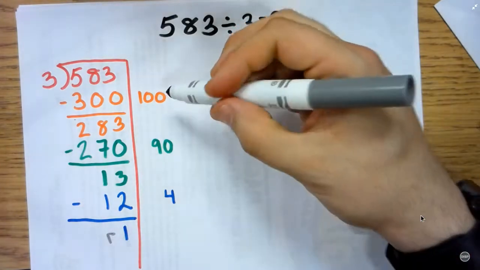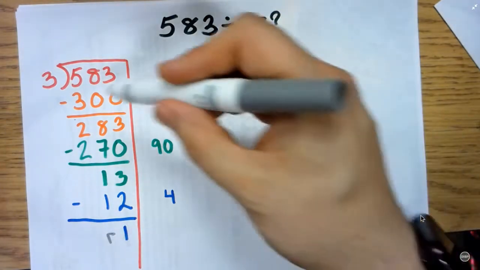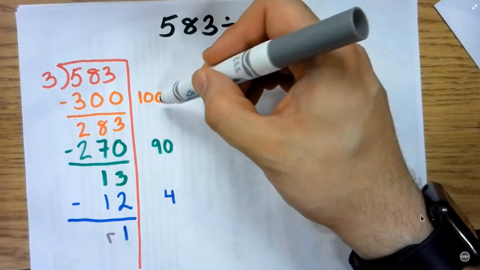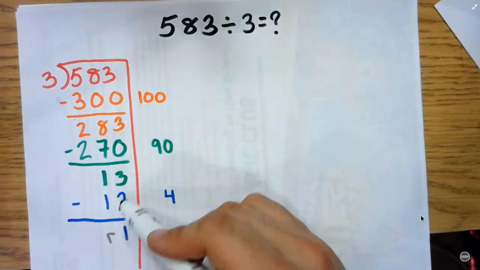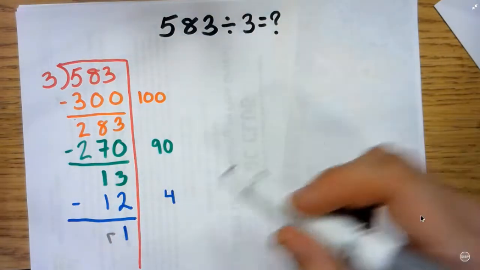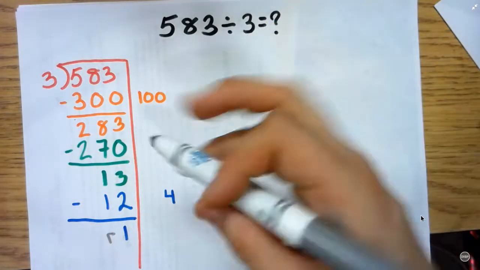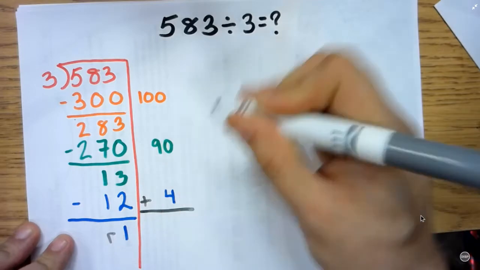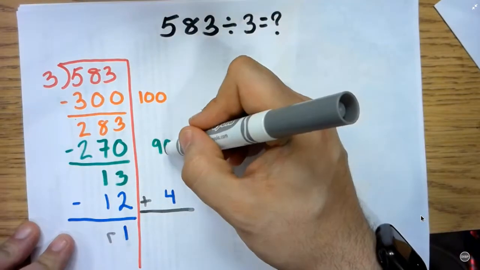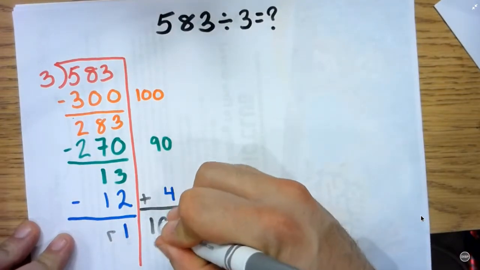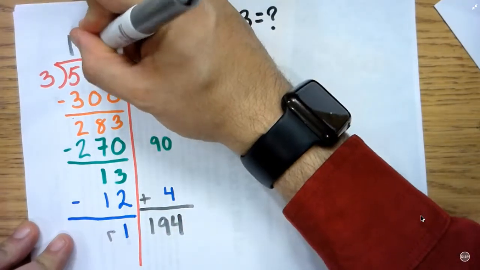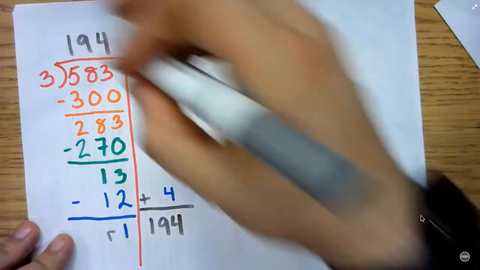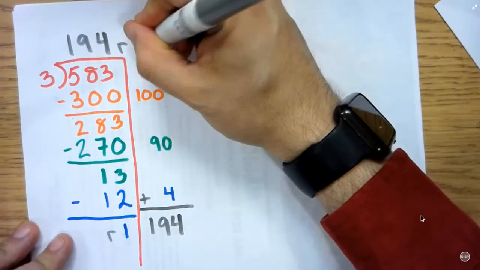And I take these partial quotients, and that's really what I was doing. 300 divided by 3 equals 100. 270 divided by 3 equals 90. 12 divided by 3 equals 4. These are partial quotients, and if I put them all back together, I'm going to get my total quotient. 100 plus 90 plus 4 equals 194. So my quotient is 194, but with a remainder of 1.